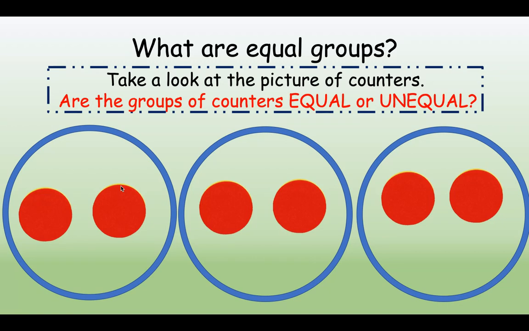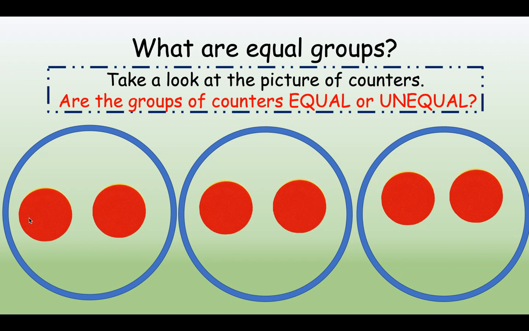So I have 3 circles, which are my groups, and then I have 2 red counters in each group. So do these groups look equal or unequal? If you said equal, you are correct. And remember what the word equal means. It means the same amount. So I have the same amount of counters in each group.